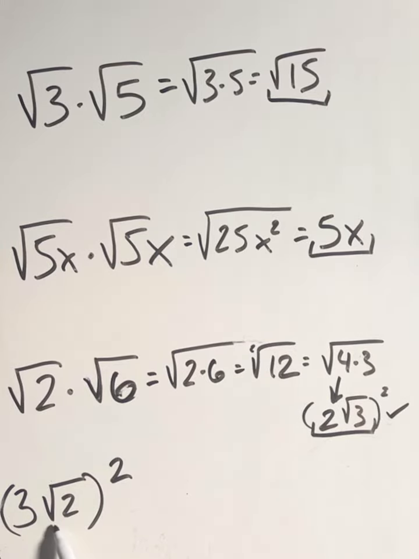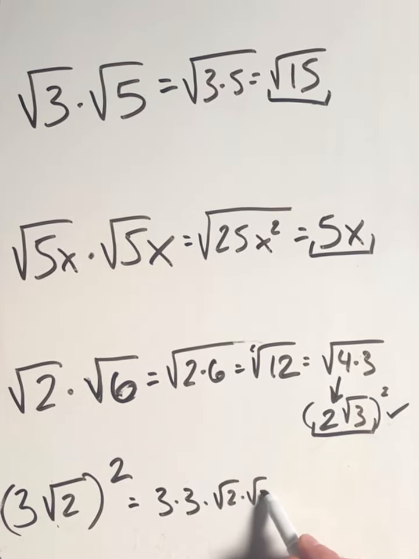Same idea here and here. If we have 3 radical 2 squared, well, that really means we're going to take 3 squared and we're going to multiply that by radical 2 squared. 3 times 3 is 9. Radical 2 times radical 2 is 2, which comes out to 18.